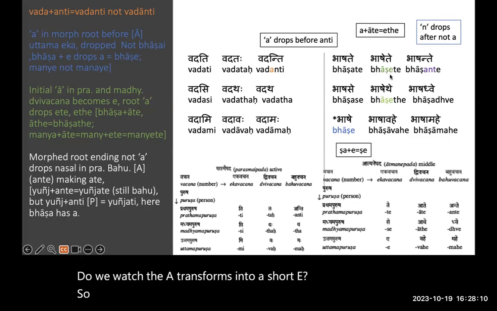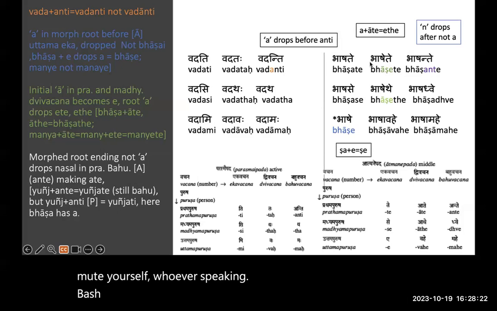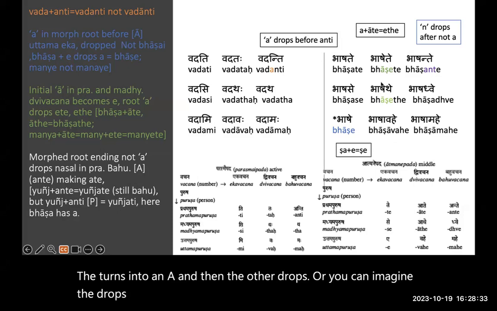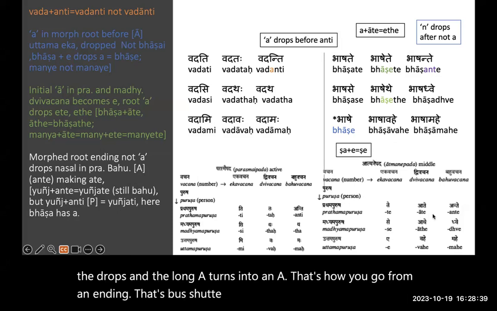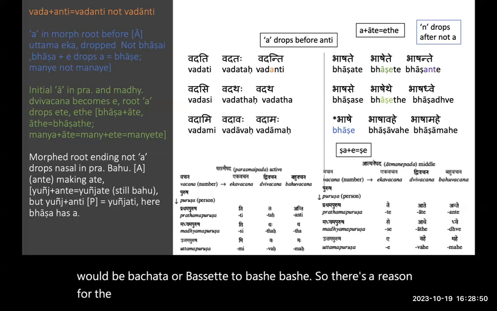So basha, bashe, and then this drops it. Bashete. So we have basha, the A turns into an E, and then the other A drops. Or you can imagine the A drops and the long A turns into an E. That's how you go from an ending that's bashate, bashate, or what you would think would be bashate or bashate, to bashete, bashete. So there's a reason for the different spellings.